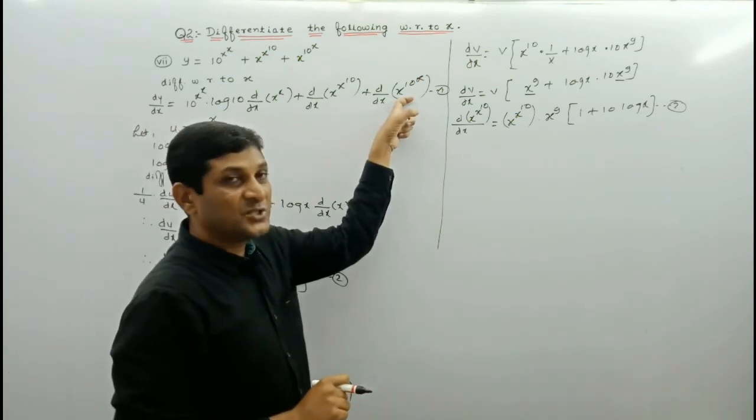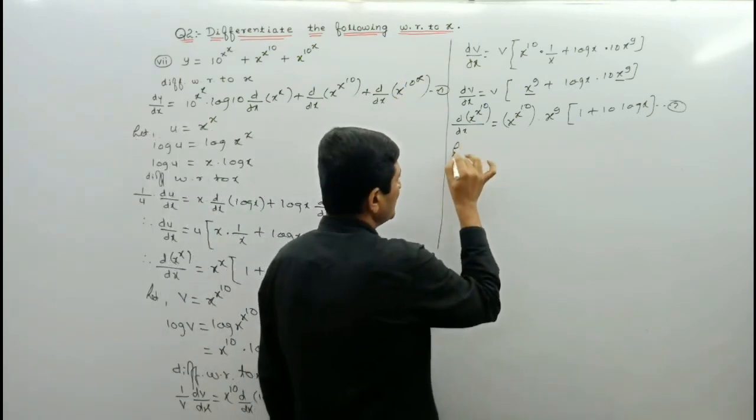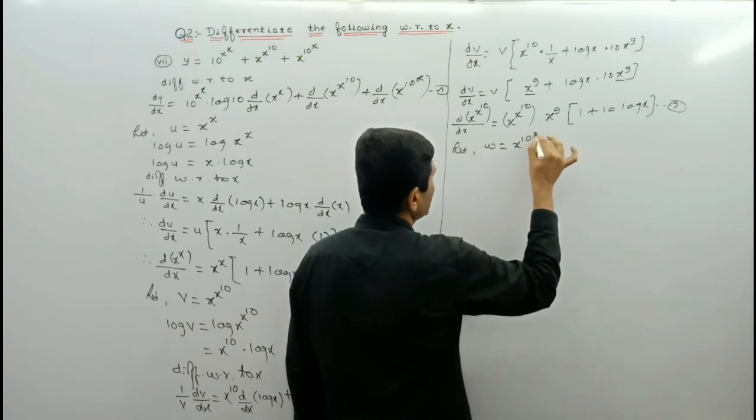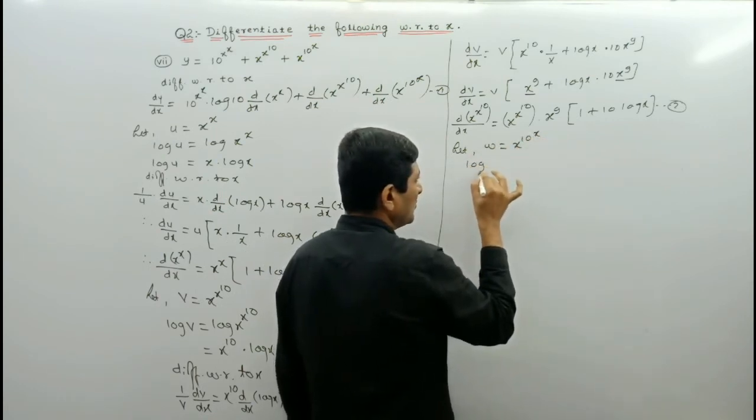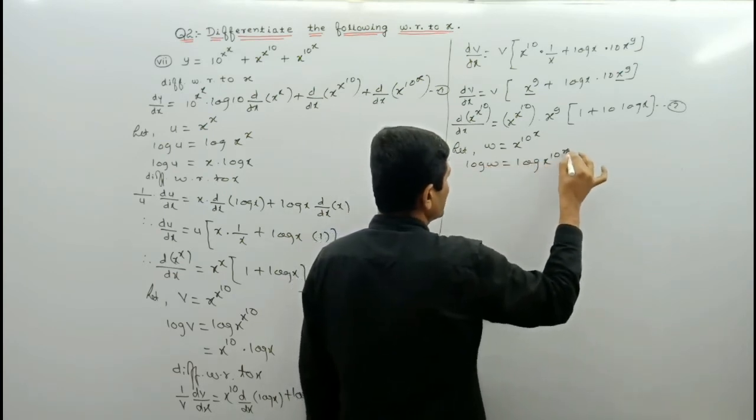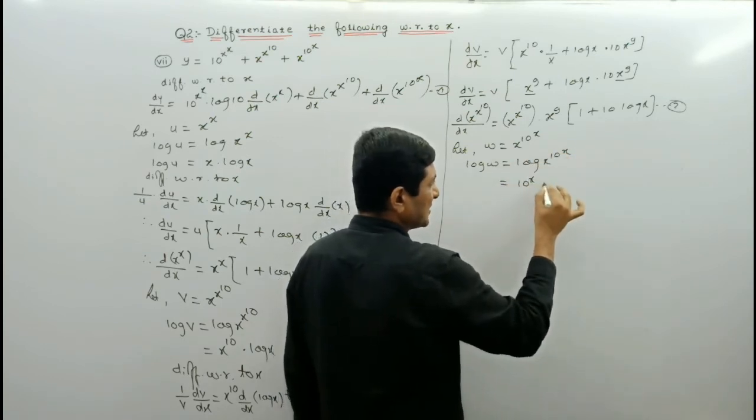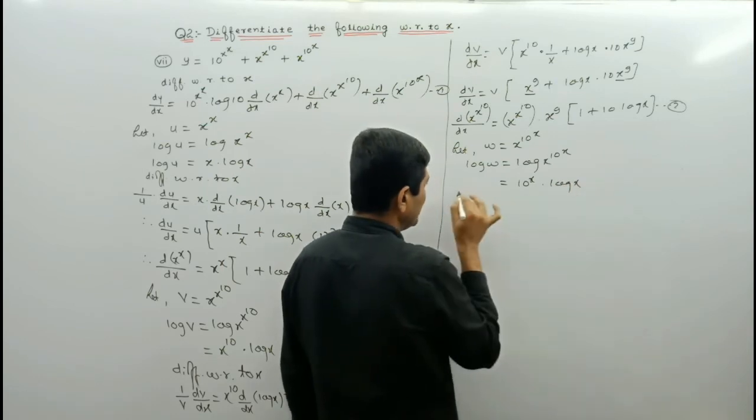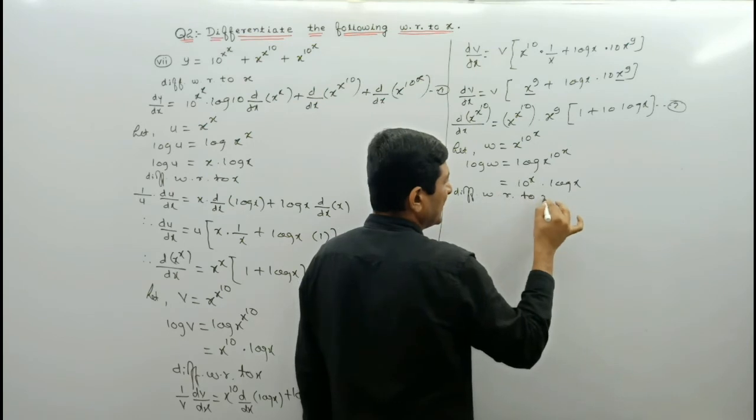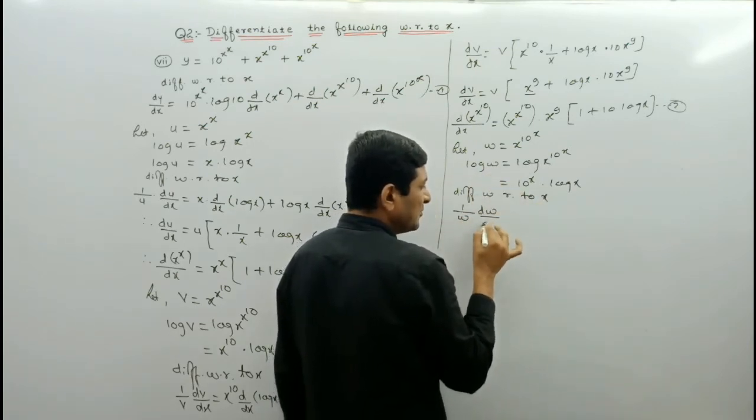Now find out differentiation of third term, means x raised to power 10 raised to power x. Let us denote it by w. Let w be equal to x raised to power 10 raised to power x. So taking log on both sides, log w is equal to log of x raised to power 10 raised to power x. According to laws of logarithm, this power can be taken as coefficient into log x. So we are differentiating it with respect to x. So derivative of log w is 1 upon w into dw by dx.